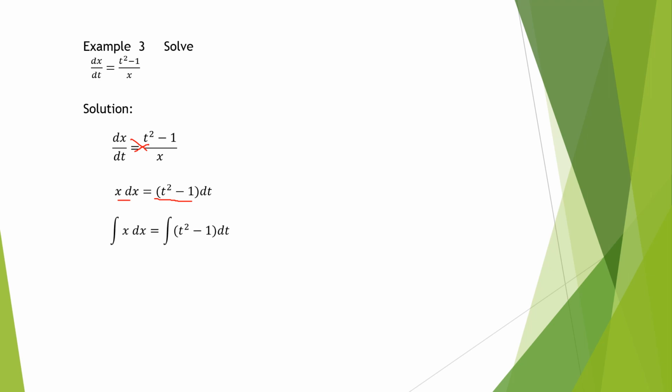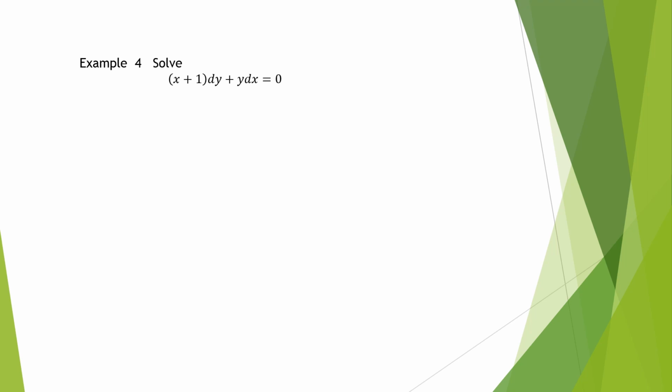So you have the integral of x dx is the integral of t squared minus 1 dt. These are simple integrations. Integral of x dx is x squared over 2. Integral of t squared is t cubed over 3, minus the integral of 1, which is negative t, plus c. So this is our final solution, which is the general solution of the DE.